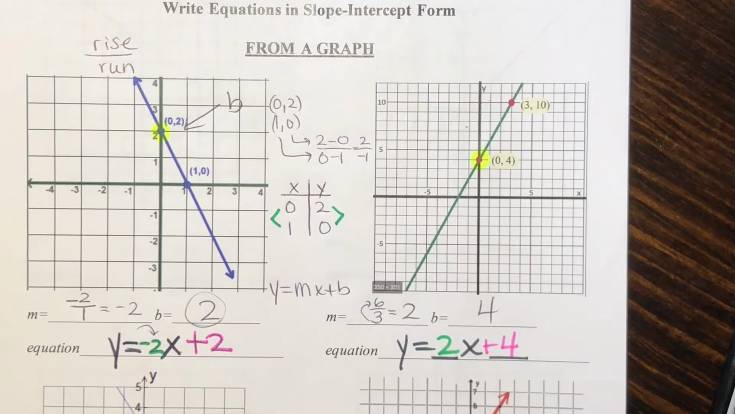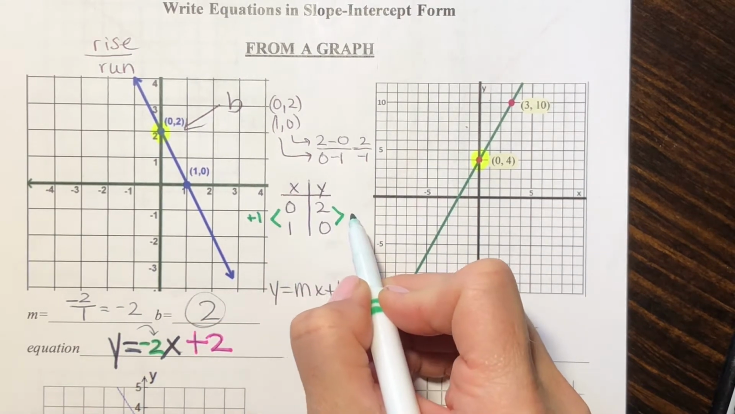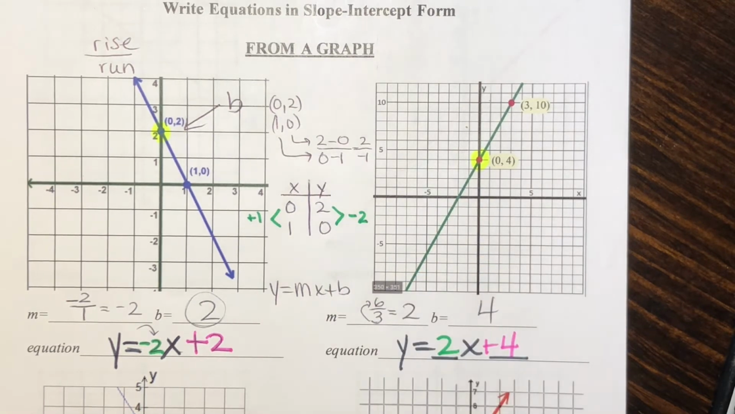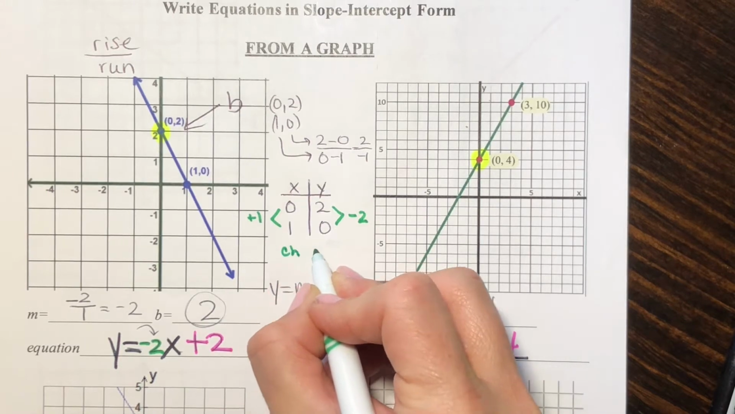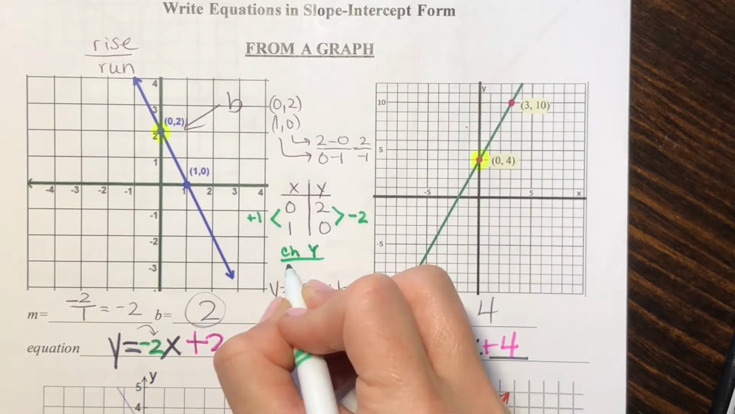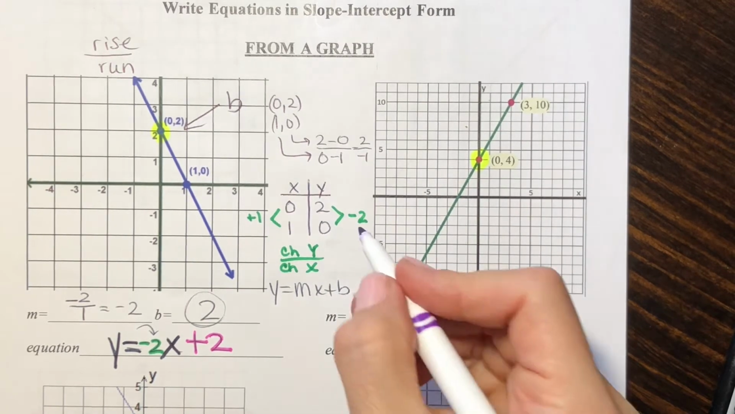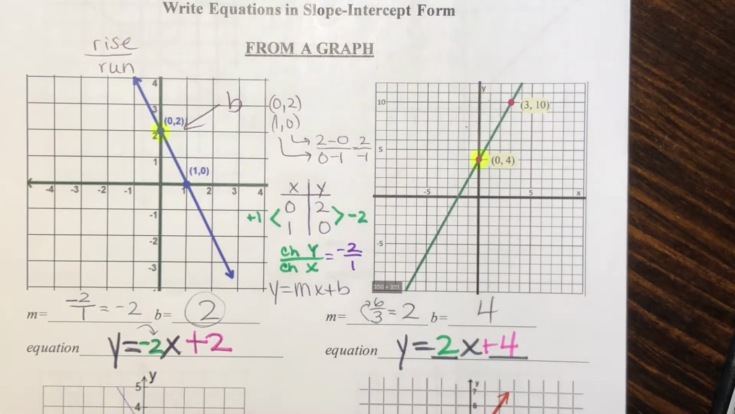Remember that? So they said for every 1 that this is going up, this went from 2 to 0, so it went down 2. But the most important part about this is that you have to remember to put the change in the y value on top and divide it by the change in the x value, which means then that this -2 has to go on top and that has to go there.